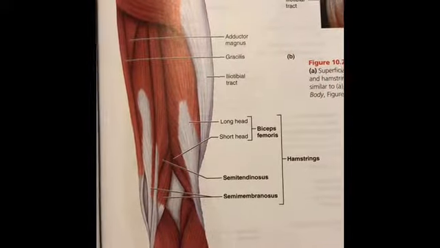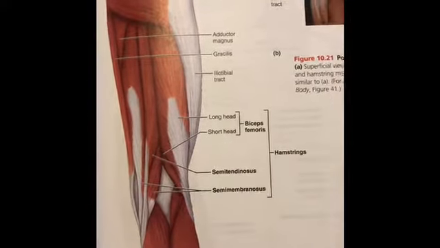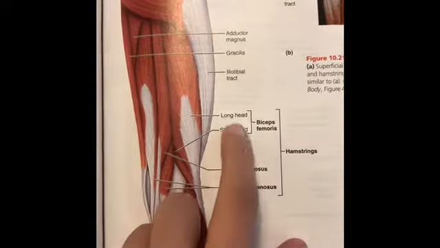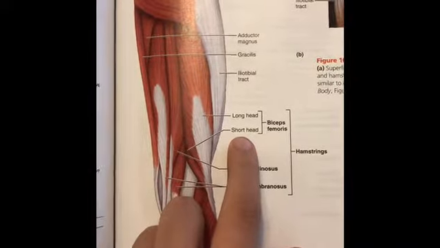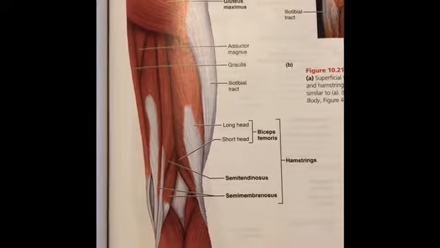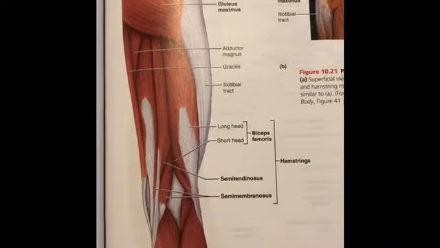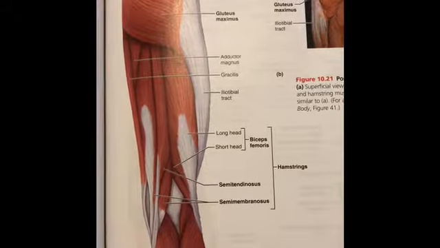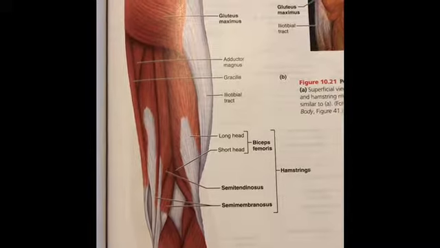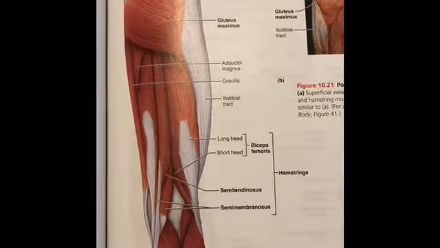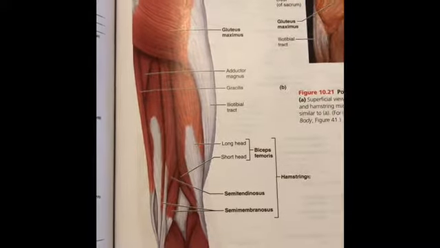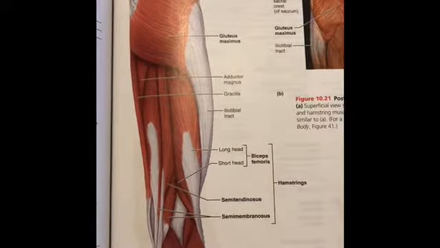So now we're going to talk about the three muscles that make up the hamstring. First is the biceps femoris. As you can see from this picture, it has both a long head and a short head. The origin for the long head is the linea aspera and the lateral supracondylar line. The short head origin is the distal femur. The insertion is the common tendon that passes downward and laterally to insert into the head of the fibula and lateral condyle of the tibia. The action is that it extends the thigh and flexes the leg.